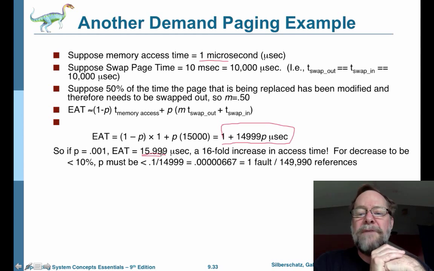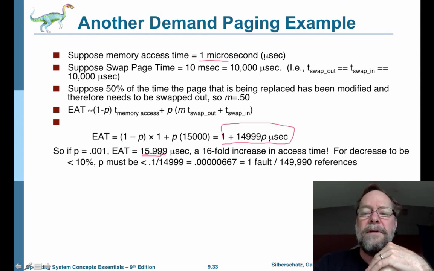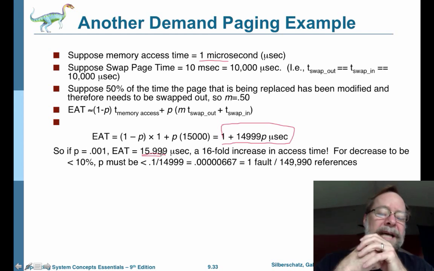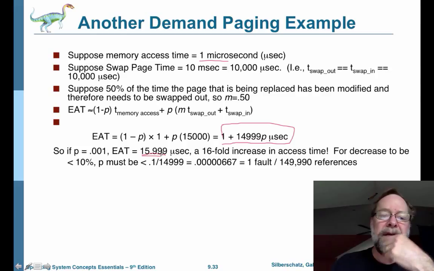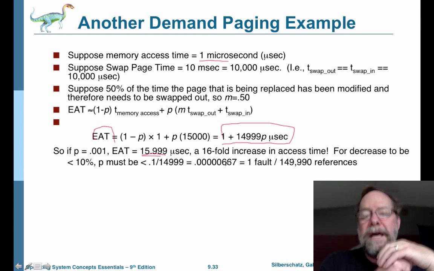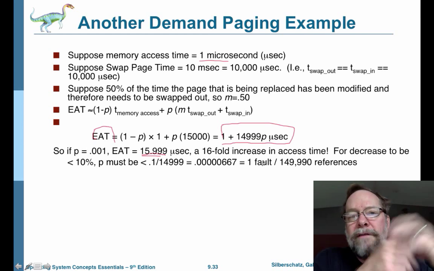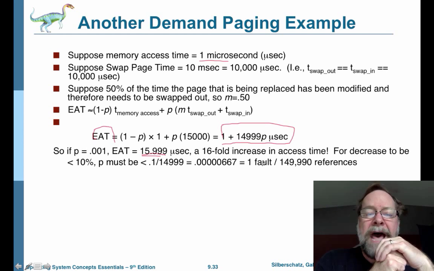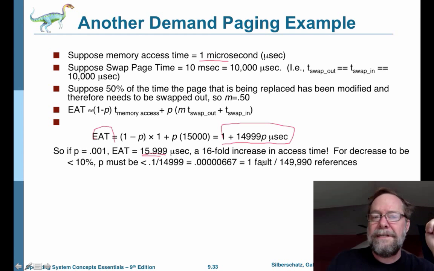So our program is going to basically run 16 times more slowly than it would if we weren't using a paging system. If you wanted the increase to be less than 10%, you could go ahead and just plug in over here on the EAT side, change this to be 1.1 microseconds, plug it all in, do the math, and you'll find that you basically need a fault in about 150,000 references. You need the page fault rate to be not any more than that. So pretty stiff requirements.